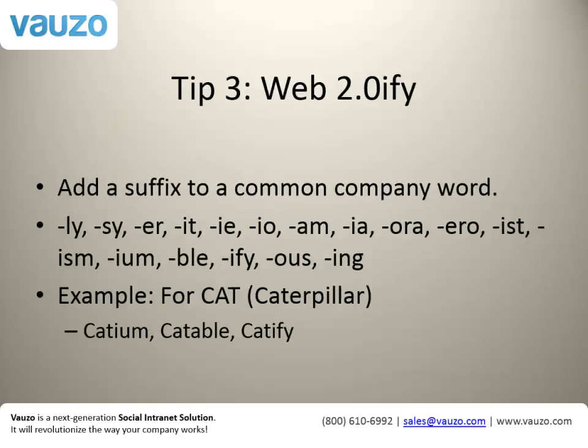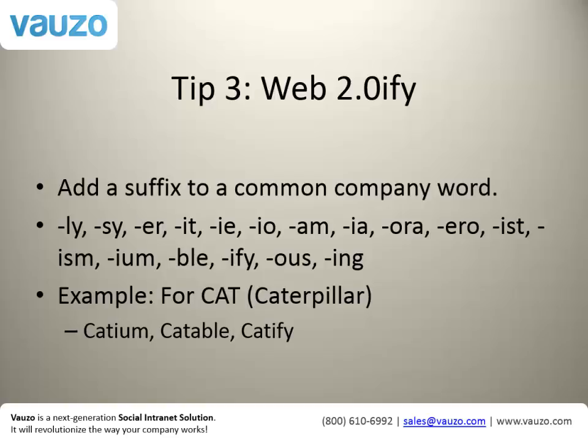The last tip we have is something that we've seen that's a trendy, cool thing to do with your intranet, especially if you're implementing a new intranet, which is to add a suffix to a common company word. So there are many Web 2.0 companies out there that have done this with domain names simply because domains are really hard to come by these days.